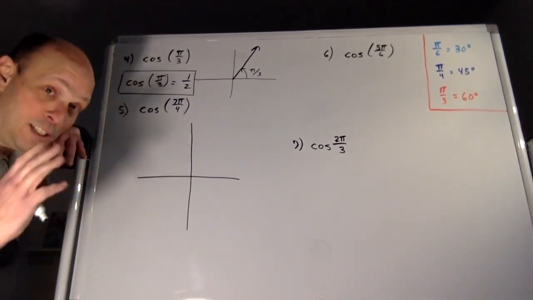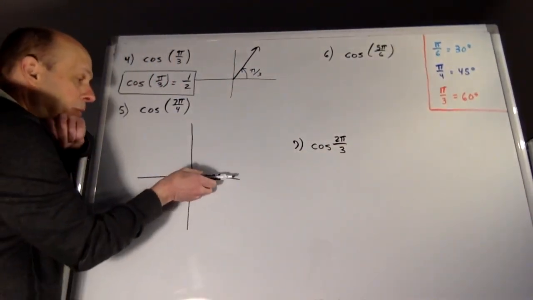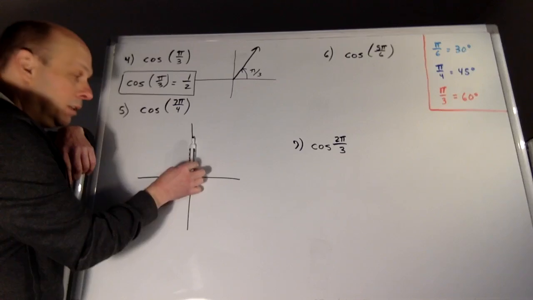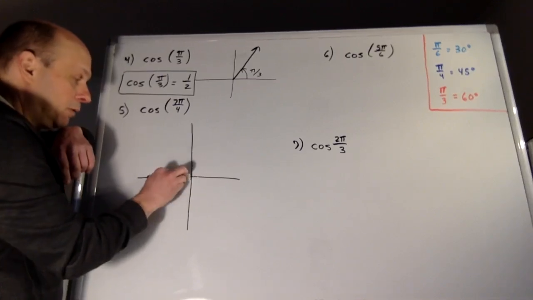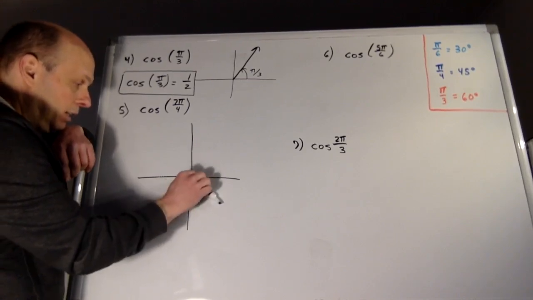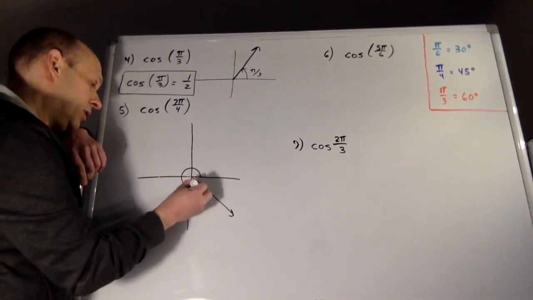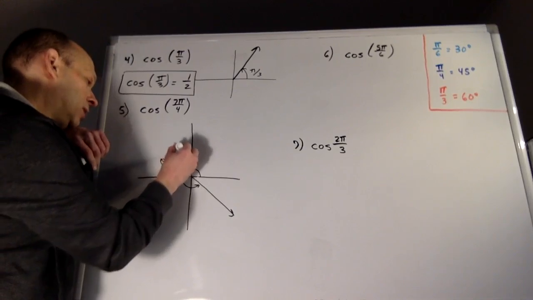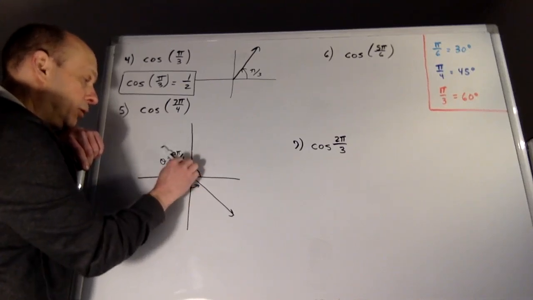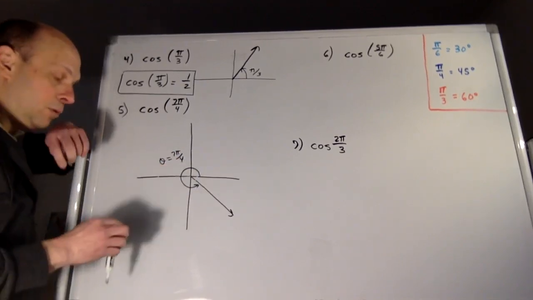Pi over 4 is 45 degrees. Again, something we should know. So let's count by pi over 4s. This is 1 pi over 4, your 45 degrees. That's 2 pi over 4. 3 pi over 4, 4 pi over 4, which is pi. 5 pi over 4, 6 pi over 4. There's your 7 pi over 4 right here. So this is your angle of 7 pi over 4 radians. We're just counting pi over 4, in other words, 45 degrees at a time. 1 pi over 4, 2 pi over 4, 3 pi over 4, 4 pi over 4, 5 pi over 4, 6 pi over 4. There's your 7 pi over 4.